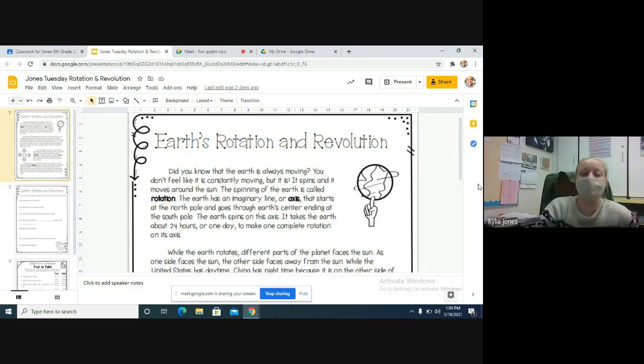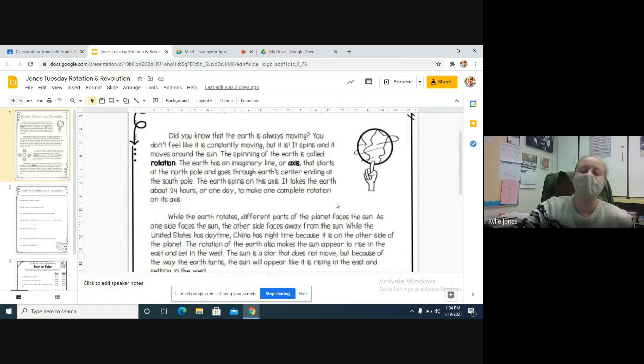So we're going to read this article really quick. I will read it to you, and then there's some questions that go directly with these paragraphs, and then we'll have a set of true or false questions. Okay? So, it says Earth rotation and revolution. Again, I'm struggling to talk today for some reason, so if I say something wrong, sorry. Just let it go. It says, did you know that the Earth is always moving? You don't feel like it is constantly moving, but it is.